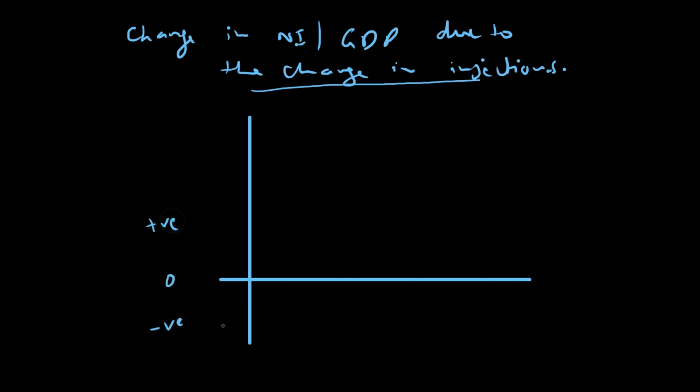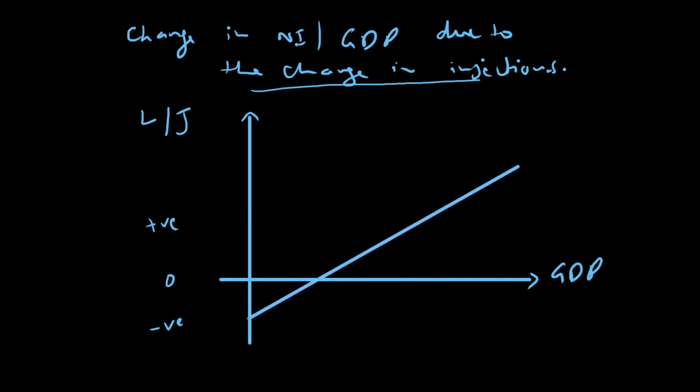So we can make a graph. This is the negative area, origin point, and positive area of the graph. On the y-axis I have leakages and injections, and on the x-axis I have GDP. This is the leakages line that includes saving. If it is a two sector economy, we will just put saving. If it is a three sector economy, then we will put saving plus tax, and if it is a four sector economy, then we will put saving plus tax plus imports.